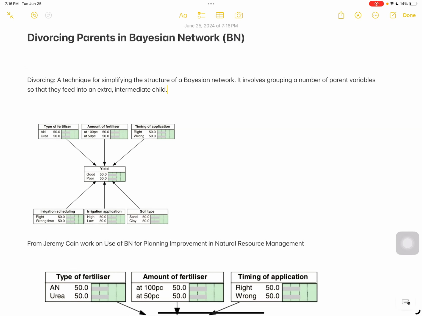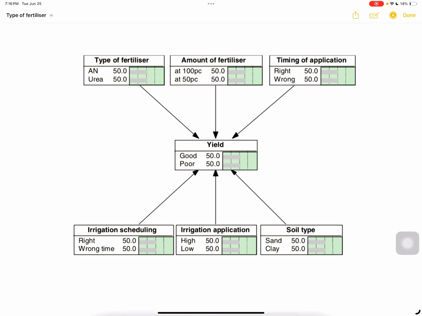Now, this is one of the examples for our study today. Again, I took this from the literature. Jeremy is the reference for this. As you can see, I have the type of the fertilizer, the amount of the fertilizer, and the timing of application, which are going into the yield. Irrigation scheduling, irrigation application, and soil type are also going into the yield.